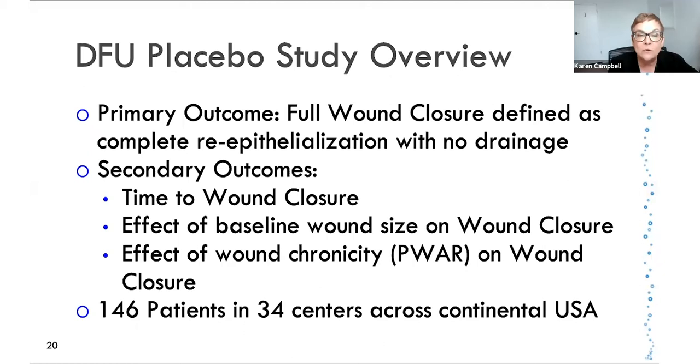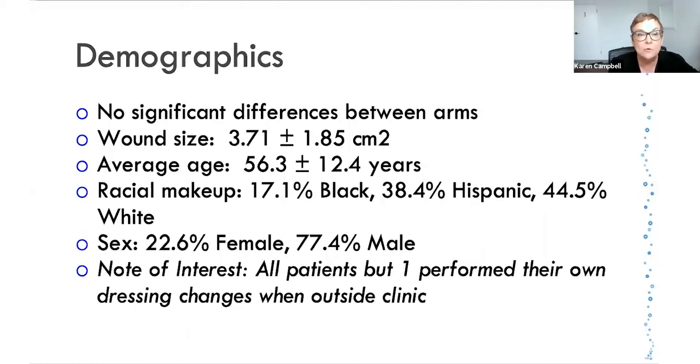And there were 146 patients in 34 centers across the continental US. There were no significant differences in the arms. So you can see the wound sizes, the average age was in the 50s, the racial makeup, and the gender, more were male than female. But of interest, all but one patient performed their own dressing changes outside of clinic visits.